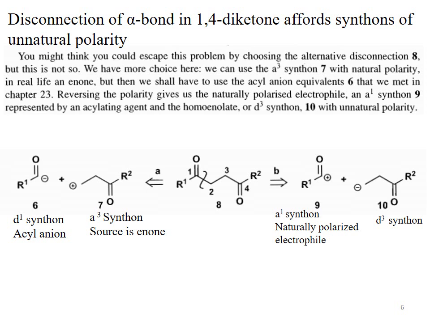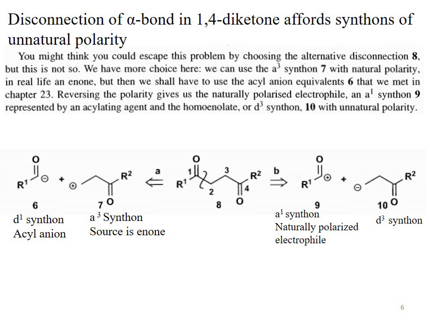We put the positive charge on the left fragment and the negative charge on the right fragment. Then we obtain synthon 9 and synthon 10. Reversing the polarity gives us the naturally polarized electrophile, the A1 synthon 9, replaced by an acylating agent, and the homoenolate, the D3 synthon, that is fragment 10, the synthon of unnatural polarity.